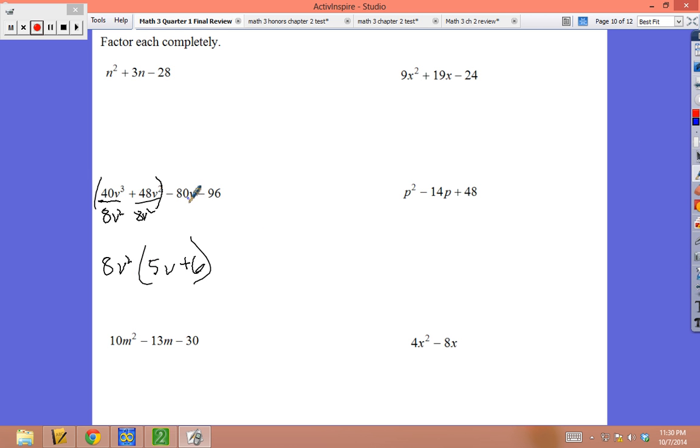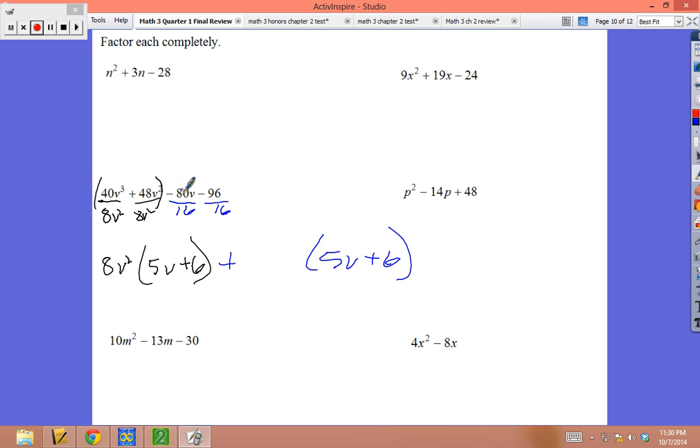I'm going to kind of cheat, because I know this group needs to end up looking like 5v plus 6. So I'm going to divide 80 by 5. 80 divided by 5 is 16, so that leads me to believe that I'm going to divide each of these by 16. So let me check on my calculator. 96 divided by 16, and make sure that is a 6. It is.